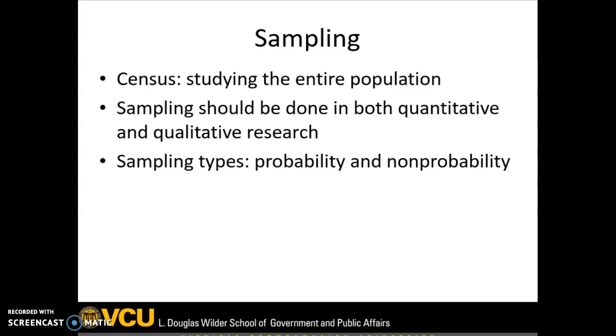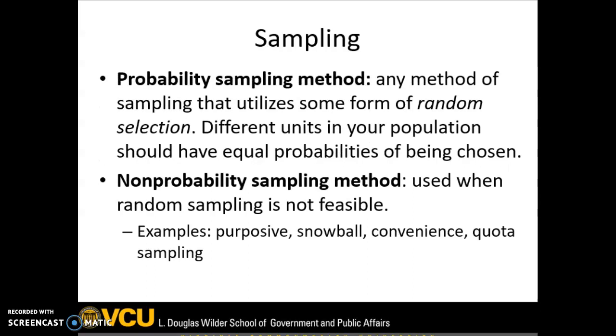Sampling should be done in quantitative and qualitative research, but the sampling types usually vary between these two types of research. Sampling could be probability sampling and non-probability sampling. Probability sampling is the preferred sampling method in social sciences. It utilizes random selection of study participants. An example of random selection is a lottery. Another example is flipping a coin.